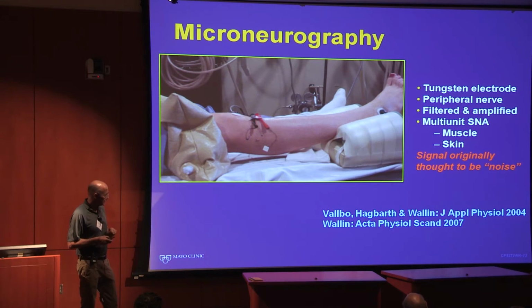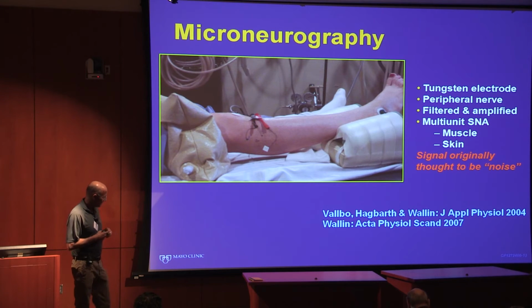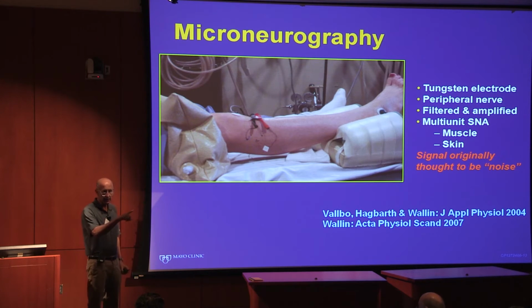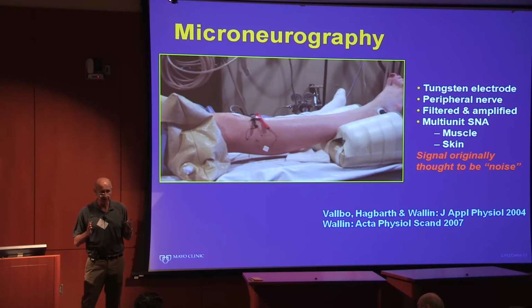And the signal was originally thought to be noise. This is for the younger people in the audience. The people who did this, especially Åke Vallbo, Karl-Erik Hagbarth, and less so Gunnar Wallin, were primarily interested in making measurements of motor unit activity in the hand. And they were motor control and sensory neurophysiologists, motor unit activity and also stretch receptors, big afferents. And they kept finding this noise. And there kept being noise in this.